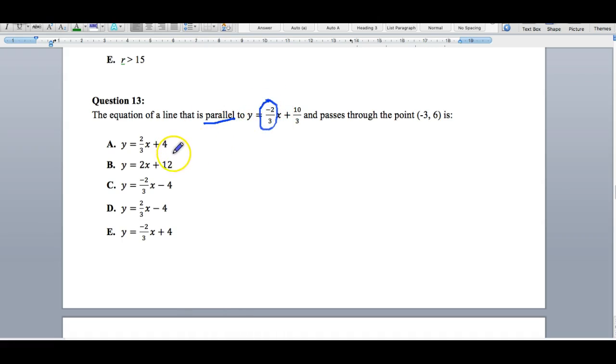So let's cross out any of the choices that don't have -2 on 3. You're gone, you're gone, you're gone. So now we have a 50% chance of getting it right. Before, it was 20%. Now, the next part is where it gets difficult. So I know my gradient is -2 on 3. I can substitute that into y equals mx plus c, because this point here gives me an x and a y. So we'll just substitute that in.